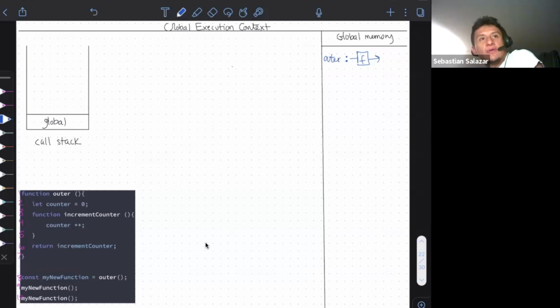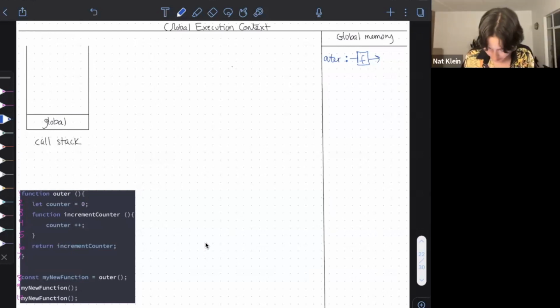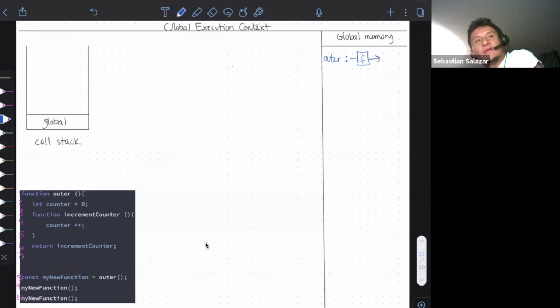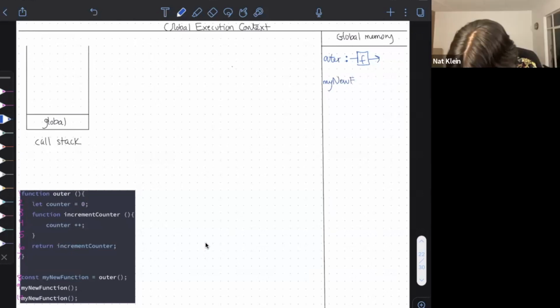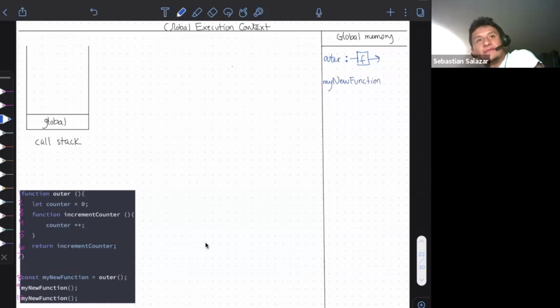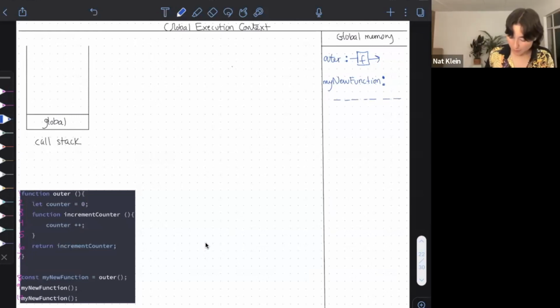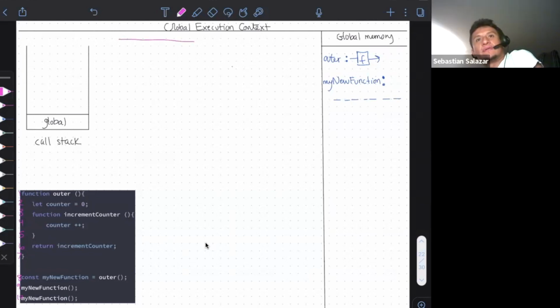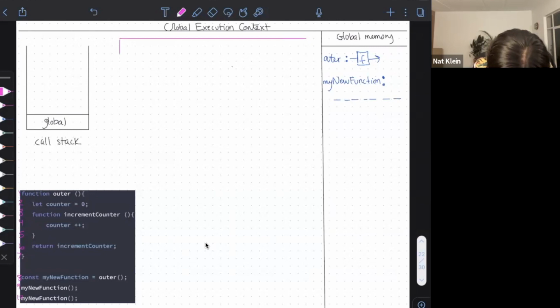We're gonna go ahead and move down to line 8, I believe. Yep, exactly correct. And what's going on in line 8? We're going to declare a const named my new function and assign it the evaluated result of calling the function outer. Yep, exactly. We're going to call outer. We see these parentheses here. That means it's being invoked. So we are going to open up a new what, Sebastian, to run this code? Local execution context. Yep. And new local memory.